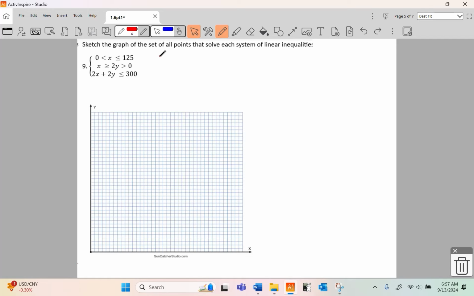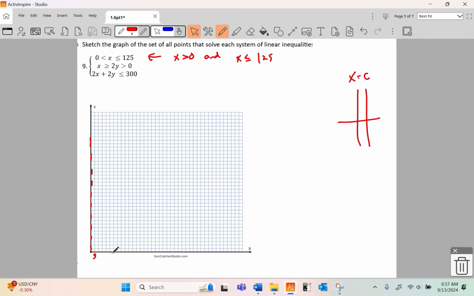So this is what we call a compound inequality. It says two things. It says x is greater than 0, and it says x is less than or equal to 125. Now, you know that x equals a constant is a vertical line. Greater than 0, I'm going to be dashing. 125, let me take more second out. Let's do by 5s.